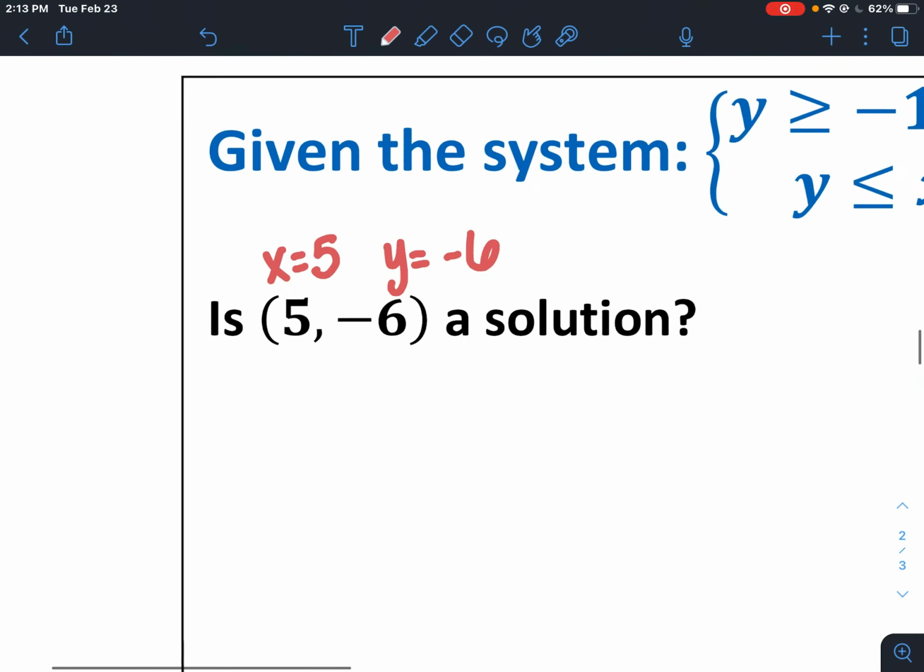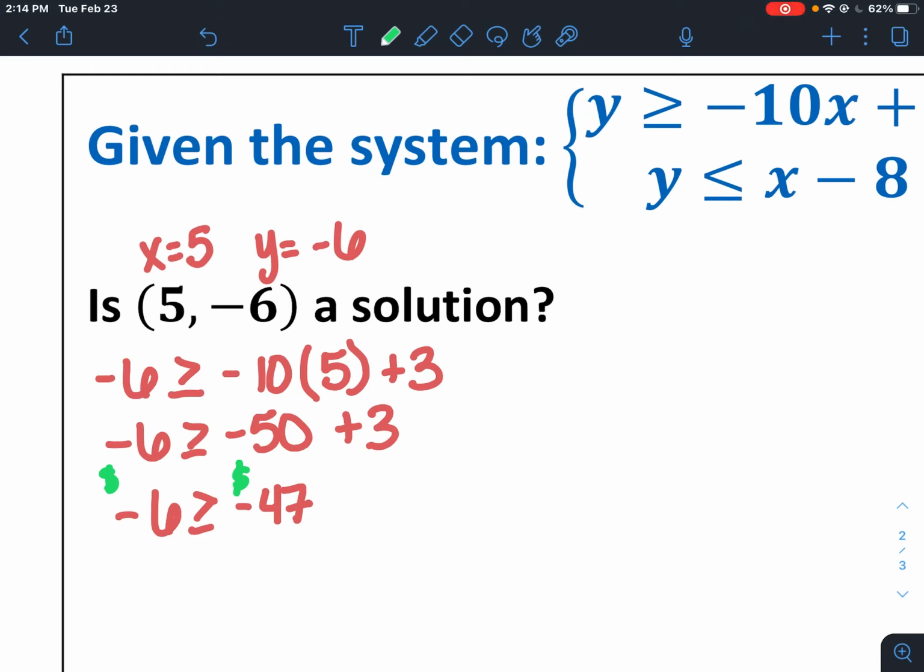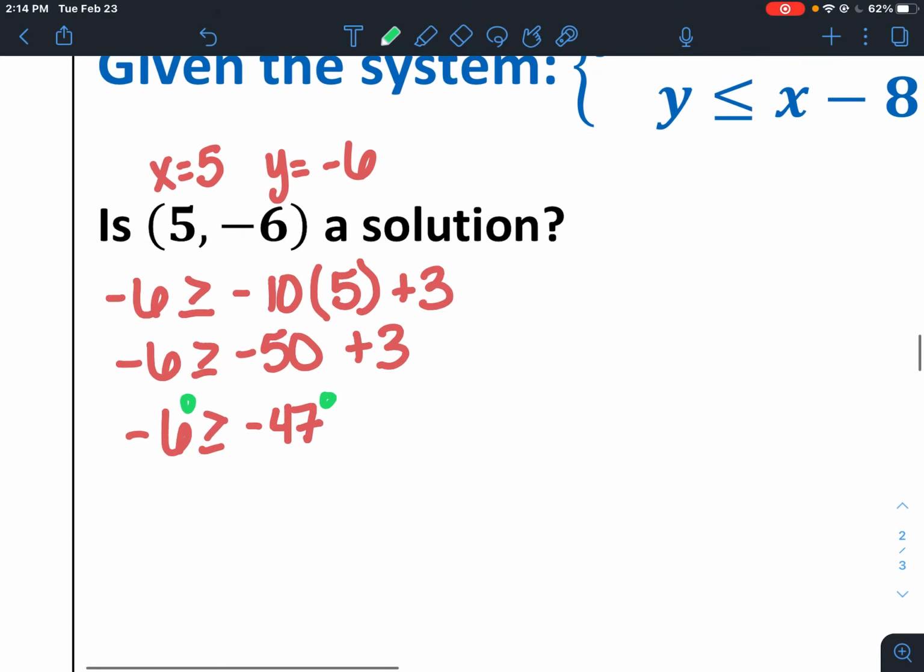Again, if you need to think of it as money, let's do that. Is -$6, well, I guess this one's not so good. Okay, let's think of this as temperature. Is -6 degrees greater than -47 degrees? If you don't like the cold, would you rather it be -6 or -47 degrees outside? Which one is the warmer temperature? -6 is the warmer temperature. So this one is a true statement. It works. So that means it's a solution.